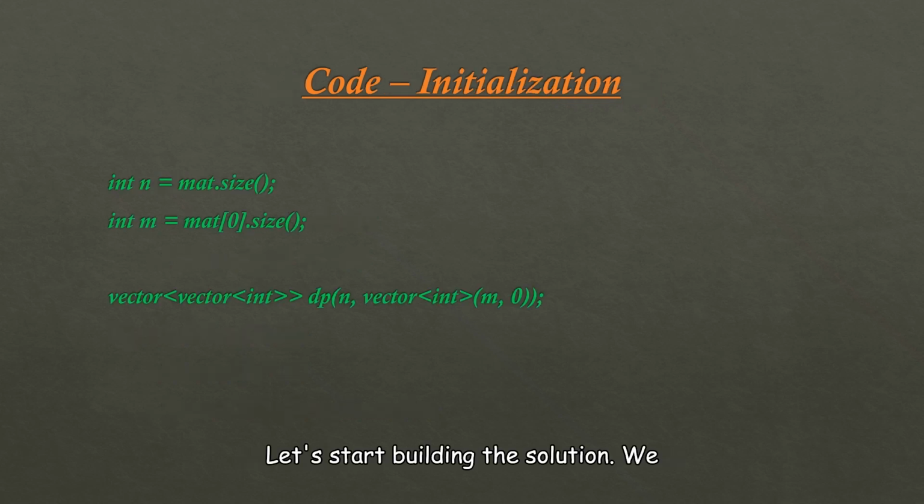Let's start building the solution. We determine the number of rows and columns and initialize a dynamic programming table that is a 2D vector dp, where dp[i][j] will represent the maximum gold collectible starting at cell (i, j).